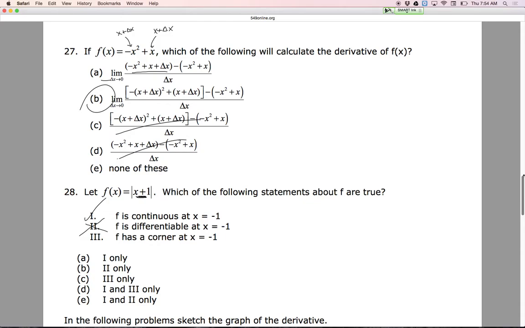And then 3, does it have a corner at -1? That is true. So it is continuous and has a corner, which is why, listen, continuity does not imply differentiability. Differentiability implies continuity. So if the function is differentiable, it has to be continuous. But if it's continuous, it doesn't have to be what? So look at it here, this problem. So the answer would be what? D, 1 and 3.